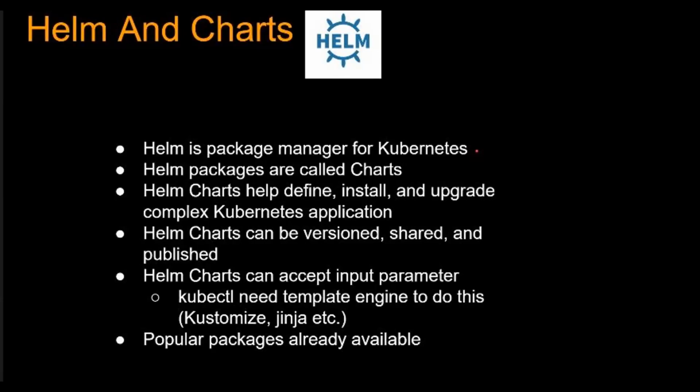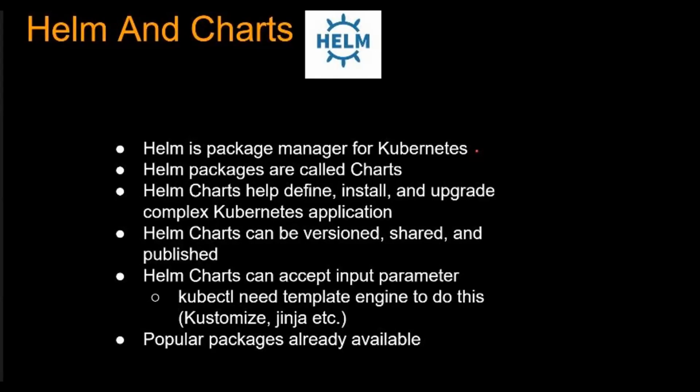Many times in production scenarios, the errors that we get may not be easy to reproduce. In such cases, versioning comes to our rescue. Helm charts can accept input parameters. So kubectl needs a template engine to do this, so there is something called customizing Jinja templating, which is generally done. We'll try to get a look and feel of it.